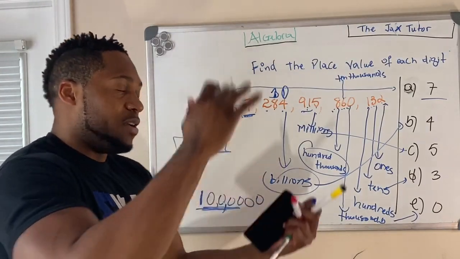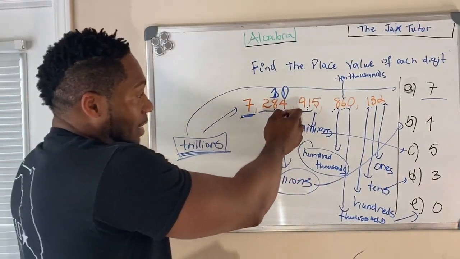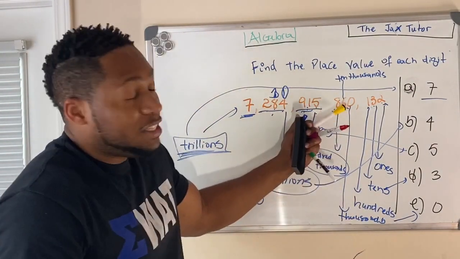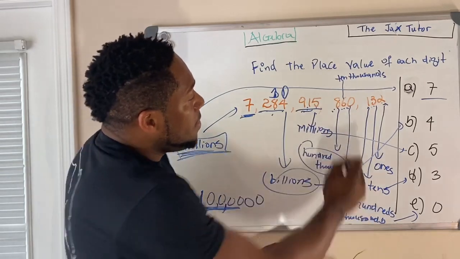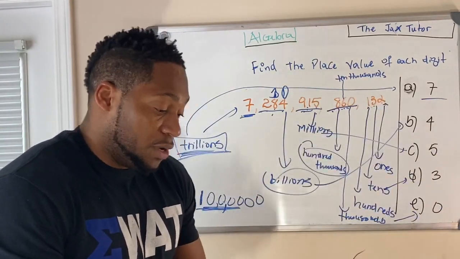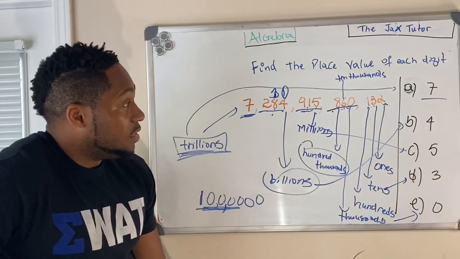Continuing that way, if you add all these numbers, what you end up with is 7,287,915,000,000 860,132. And this is how you read this number, and these are the place values associated with each one of those.